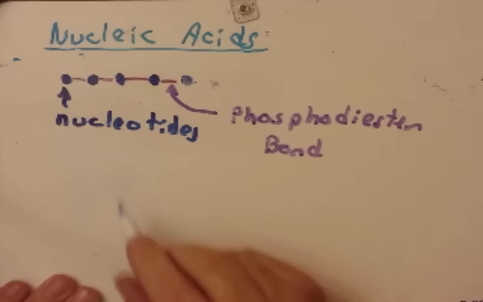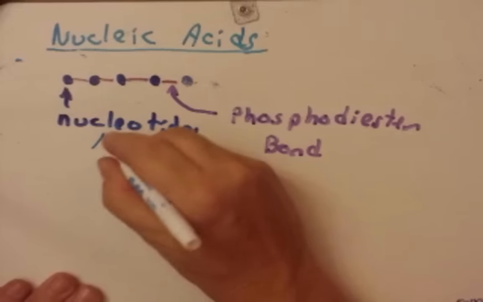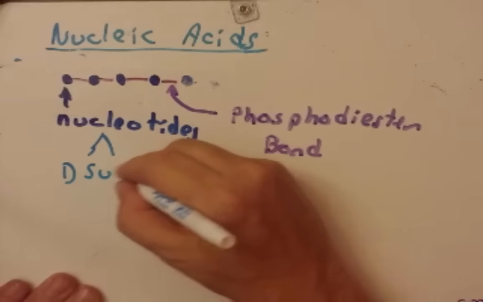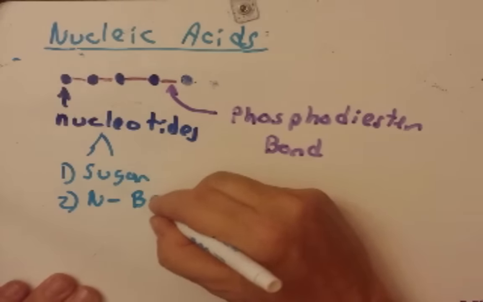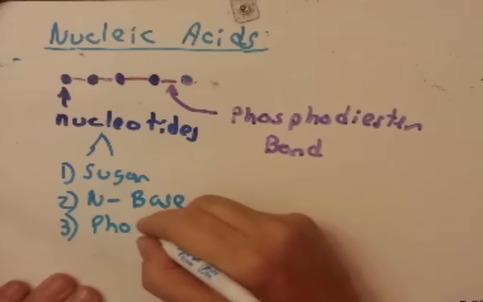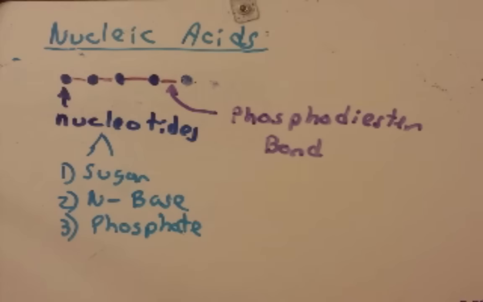Now, you're not going to have to draw a nucleotide, but you should know that nucleotides are made up of three things: a sugar, a nitrogenous base, and a phosphate group. These three things are important for a nucleotide.